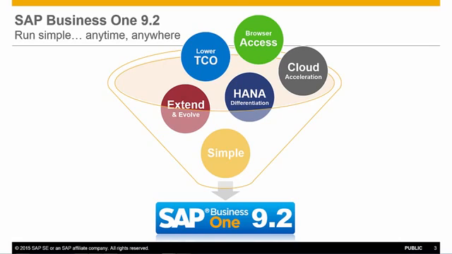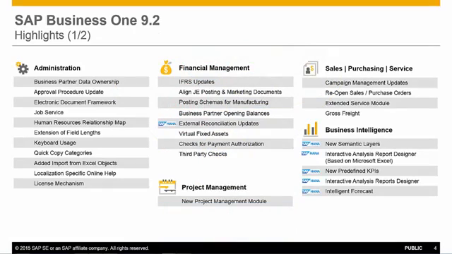So what's on the agenda? We have a number of key highlights which will be covered in more detail in the coming slides. From enhanced administration topics, financial management, and introducing our new project management module, and updates to sales, purchasing and service. SAP Business One 9.2 version for SAP HANA includes powerful business intelligence tools we will also share with you.